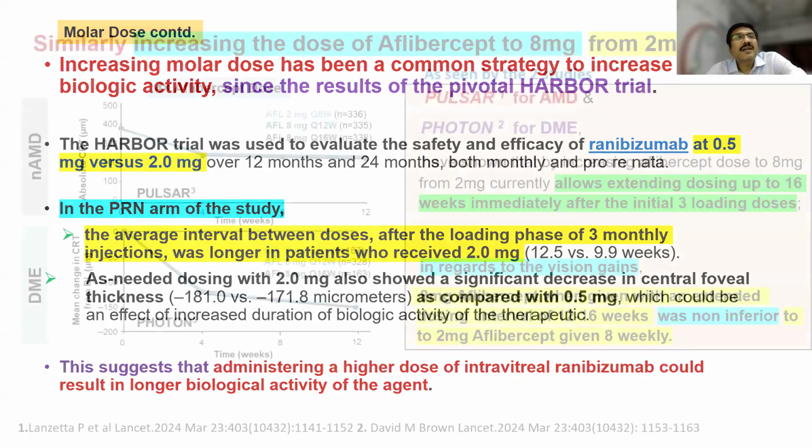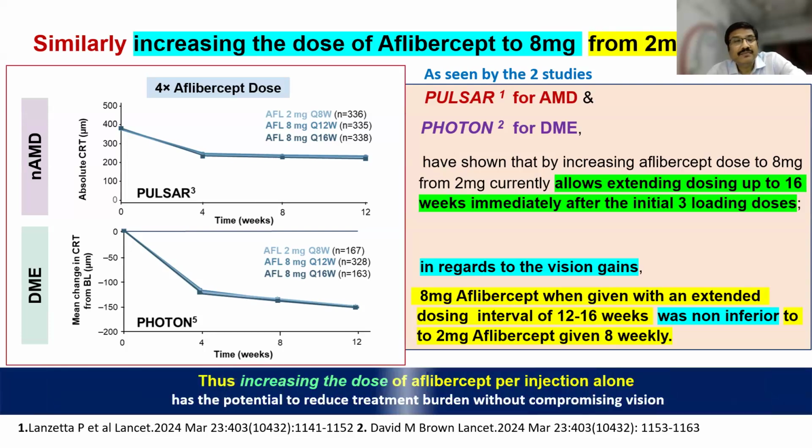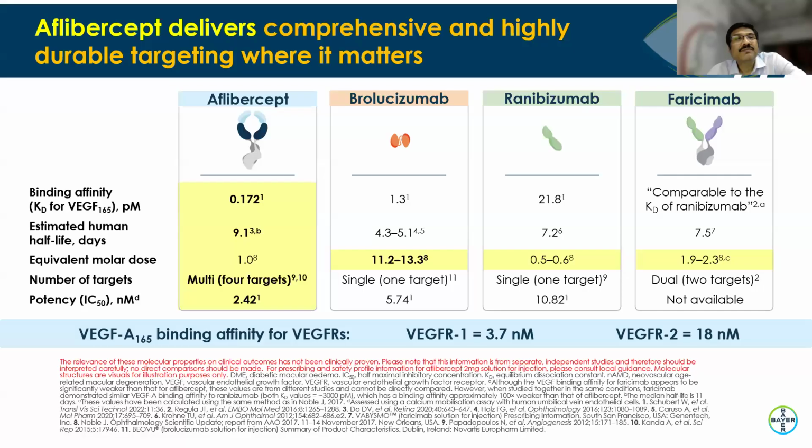Similarly, increasing the dose of aflibercept to 8 milligram from 2 milligram, as seen in the two studies PULSAR for AMD and PHOTON for DME, allows extending dosing up to 16 weeks immediately after the initial 3 loading doses. In regards to the vision gains, 8 milligram aflibercept, when given with an extended dosing interval of 12 to 16 weeks, was non-inferior to 2 milligram aflibercept given 8 weekly. Thus, increasing the dose of aflibercept per injection alone has the potential to reduce treatment burden without compromising vision.